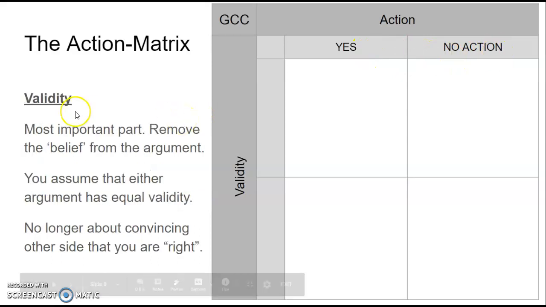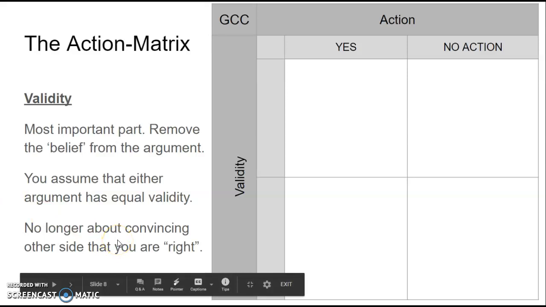All right. The validity is the most important part, and what it does is it removes the belief from the argument. Typically, with arguments over anything, you're just trying to convince the other person that they're wrong or that you're right. What this does is it basically removes that argument and says, all right, both of us might be right. We have to accept that reality that equal validity must be given to both arguments. And then we back off and we say, okay, so let's play this out. So you're no longer trying to convince the other side that you're right. What you're just basically saying is, okay, you might be right.